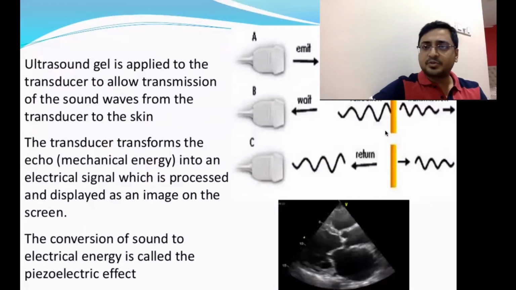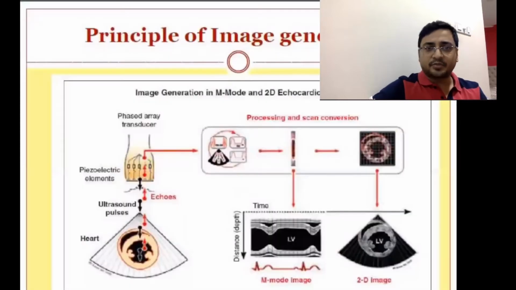So ultrasound gel is applied, and this gel actually helps transmission of the sound waves from the transducer to the skin. The transducer transforms the echo, the mechanical energy, into an electrical signal which is processed and displayed as an image on the screen. And the conversion of sound to electrical energy is called the piezoelectric effect. And the cardiac ultrasound's basic theme is about this piezoelectric effect.